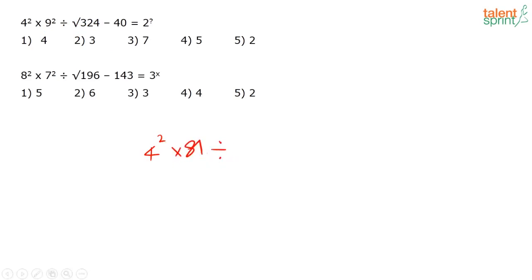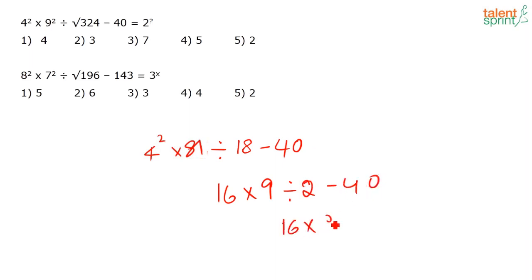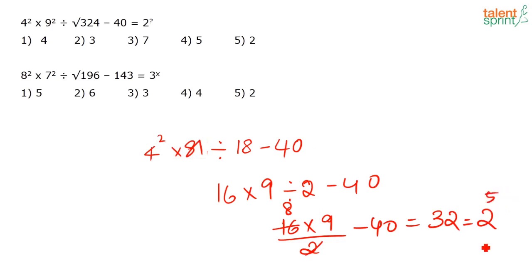81 divided by root of 324. What is root of 324? 18, correct? 18 squared is 324, minus 40. 16 into 81 divided by 18 is 9. I am just writing it as 16 into 9 divided by 2 minus 40. 72 minus 40, correct? 72 minus 40 is 32, or 32 is equal to 2 to the power 5. 2 to the power 5 is 32. So the answer for this question is 5.